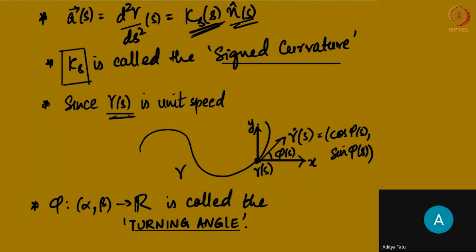Now gamma dot s, right, is a unit vector in the plane. So the magnitude is 1. So then if this is my gamma dot s as shown in the picture, I can say it is cos of some angle and sine of some angle, right?